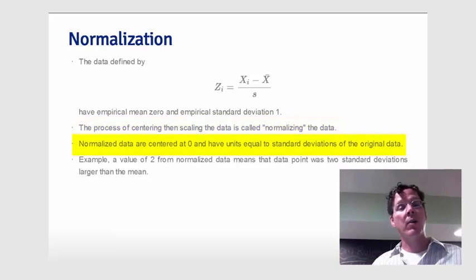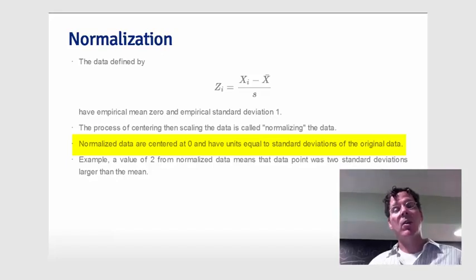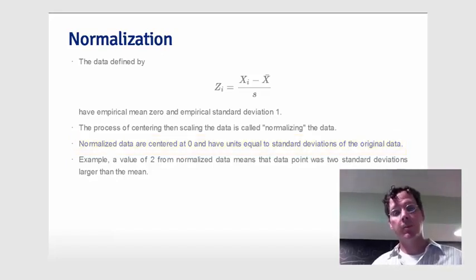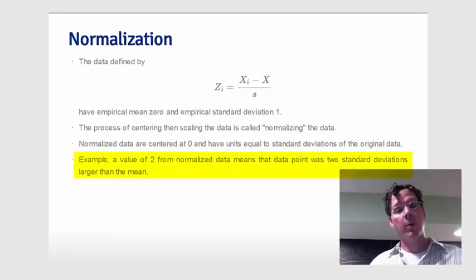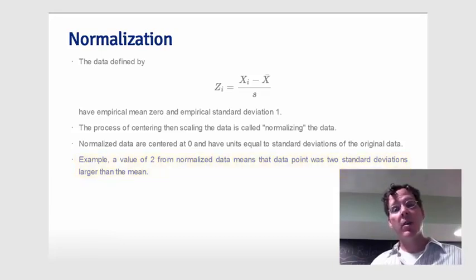So normalized data are centered at 0 and have units equal to standard deviations away from the mean. As an example, if something has a value of 2 in normalized data, that means the data point was 2 standard deviations larger than the mean. As its name would suggest, normalization is an attempt to make otherwise non-comparable data sets comparable.